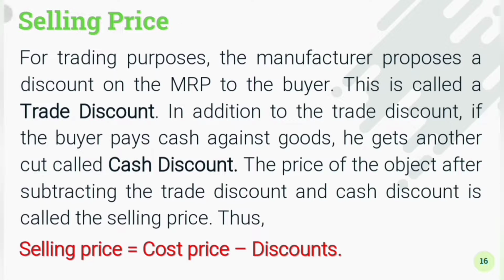Selling price. For trading purposes, the manufacturer proposes a discount on the market retail price to the buyer. This is called a trade discount. In addition to the trade discount, if the buyer pays cash against goods, he gets another cut called cash discount. The price of the object after subtracting the trade discount and cash discount is called the selling price. Thus, selling price is equal to cost price minus discounts.